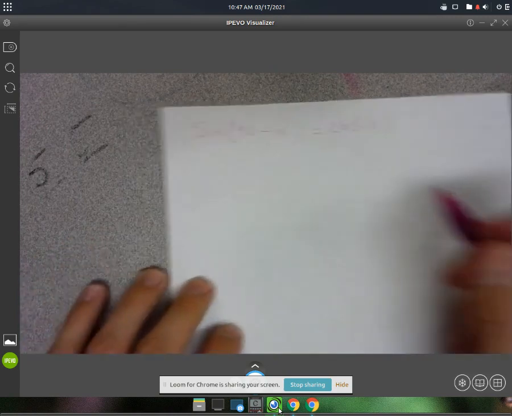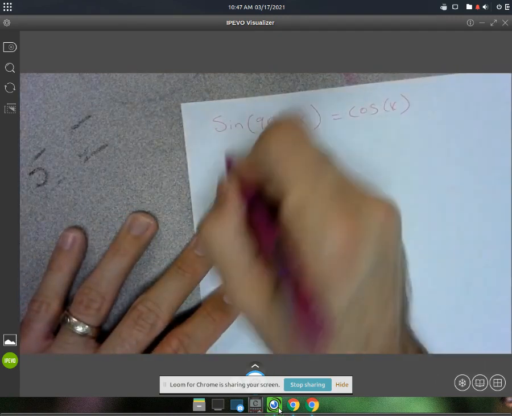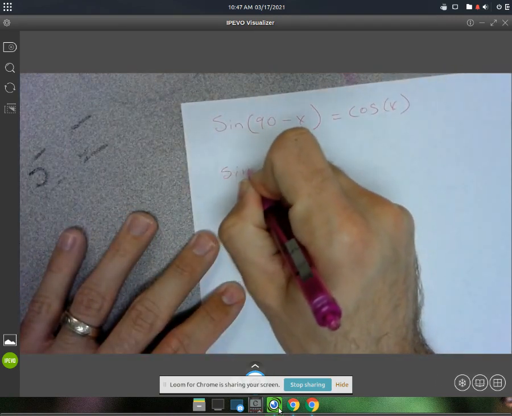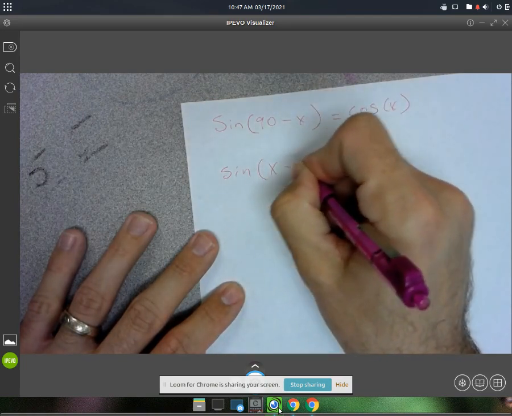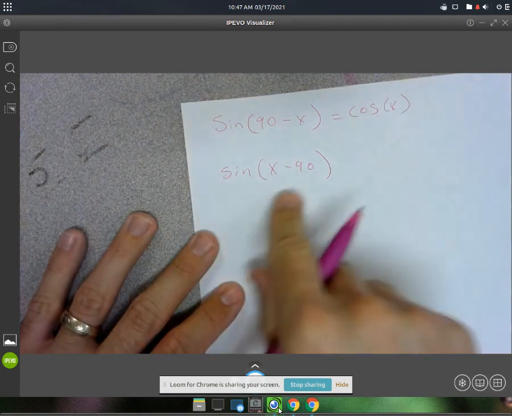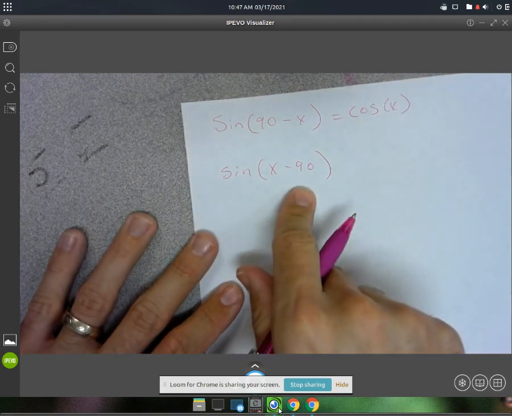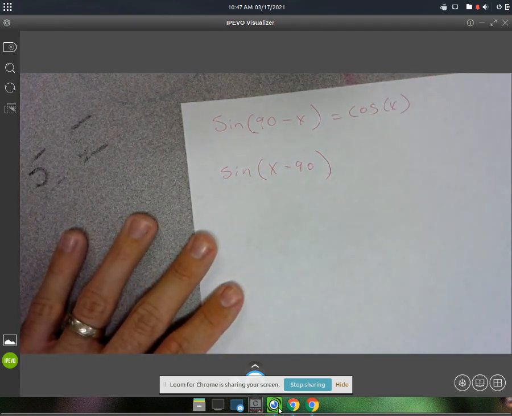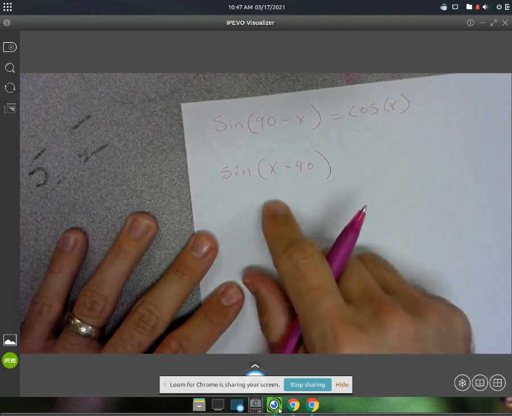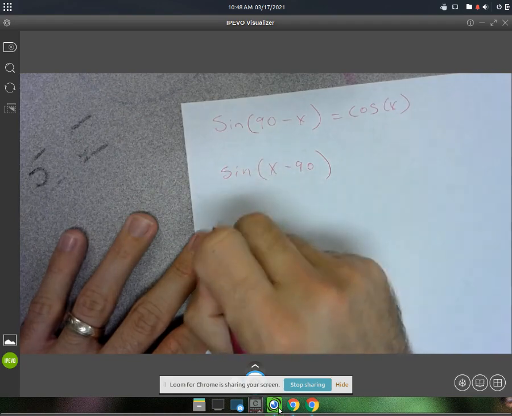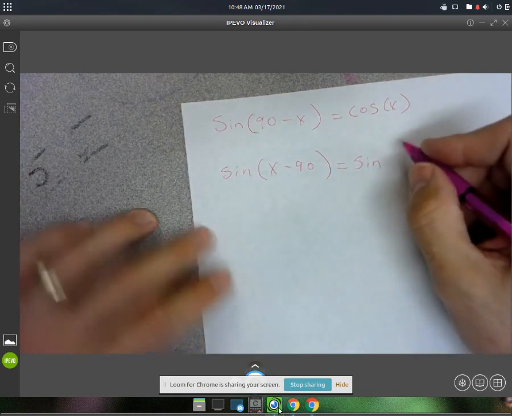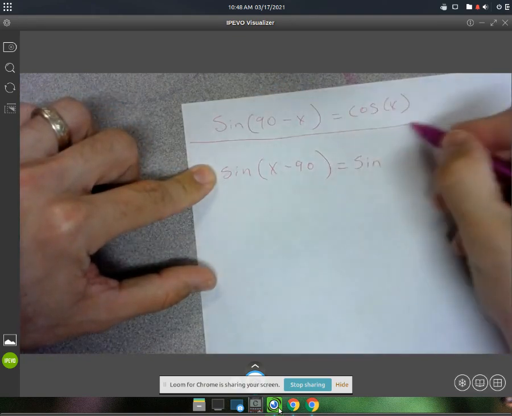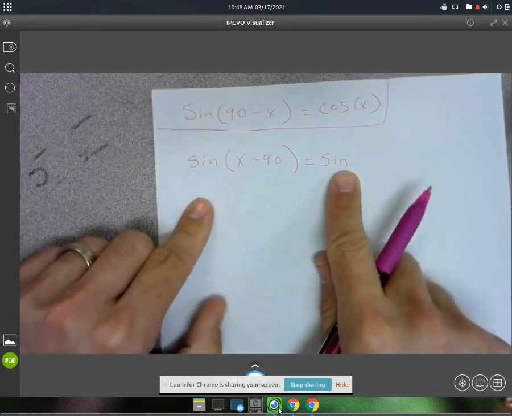What I want to find out first is what if I had rearranged these and looked at sine of x minus 90? Let's try to figure out what this is, okay? So sine of x minus 90, this is the one in question. I already know this up top.